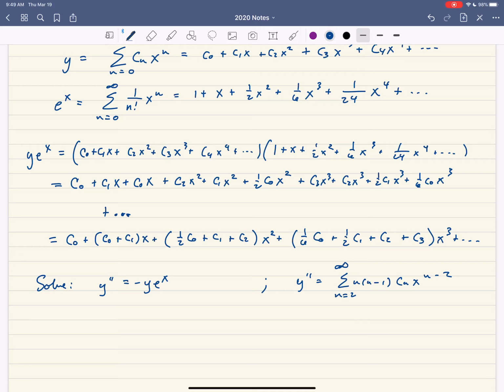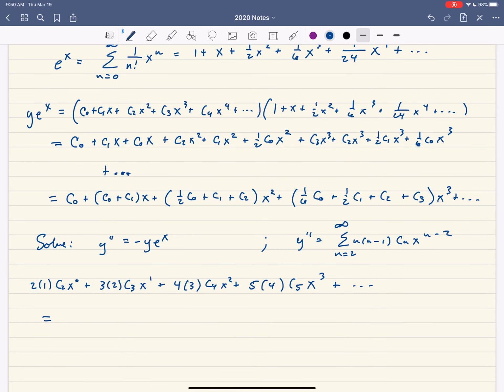If n is equal to 2, which is our starting value, what we're going to get is 2 times 1, c sub 2, x to the 0. So this is y double prime on the left. And if n is equal to 3, we're going to get 3 times 2, c sub 3, x to the 1, plus, and we're just going to keep going. If n is 4, we get 4 times 3, c4, x squared, and then one more, 5 times 4, c5, x cubed. And again, infinitely many more terms.